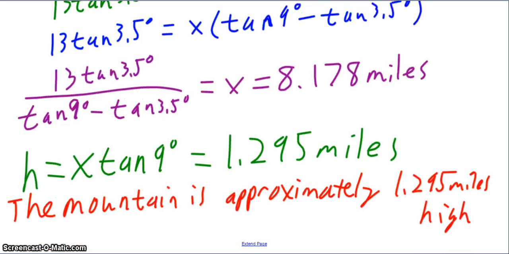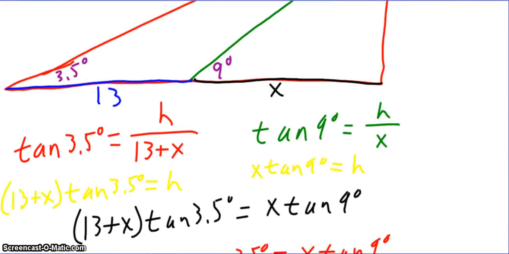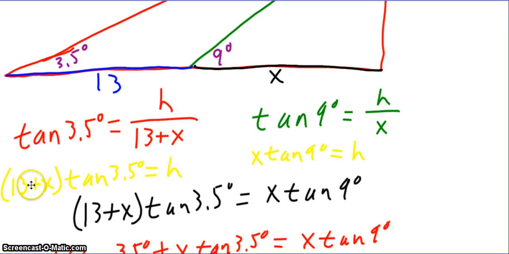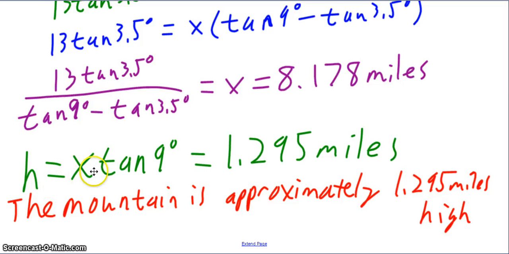So now I need to find h, and if you remember back up at the top, here I know that I could use either of these equations. I chose to use this one, so x times the tangent of 9 degrees equals h. Either one should give you the same answer though. So that's where I got h equals x times the tangent of 9 degrees. I typed this into my calculator using this as x, and h was approximately 1.295 miles.